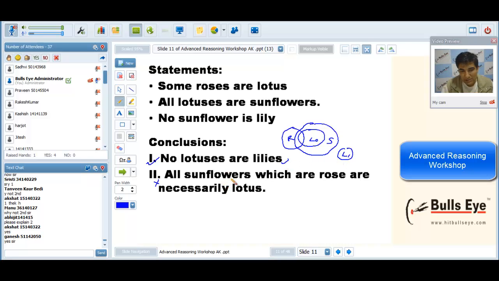Now, all sunflowers which are roses, all sunflowers which are roses is this whole area, people, which is part of sunflowers, are necessarily lotus, which is not true. Why? Because only this portion is lotus. The other part is not.